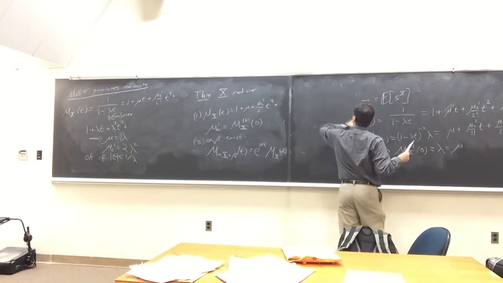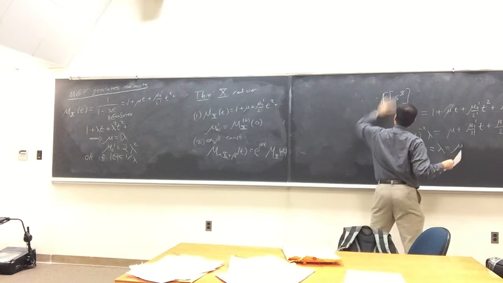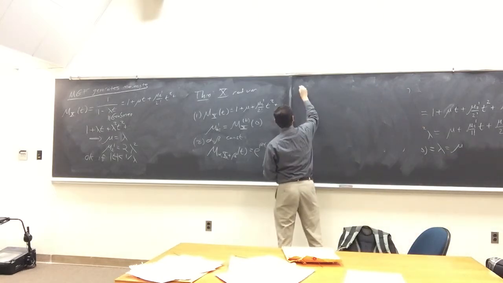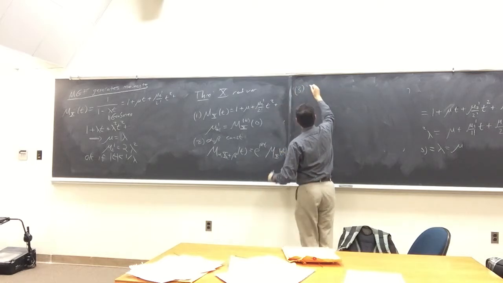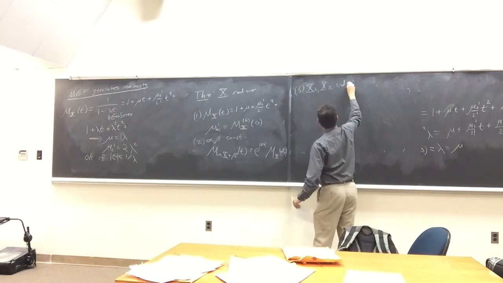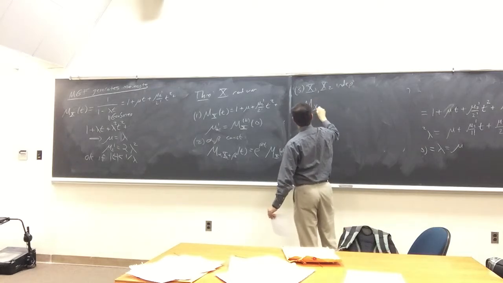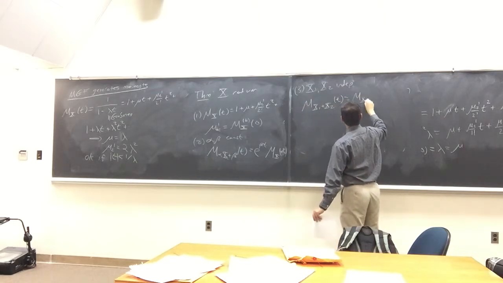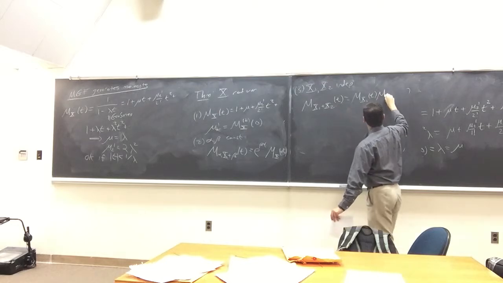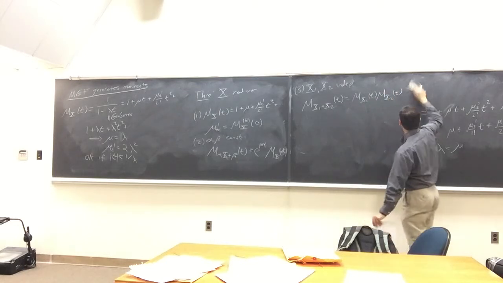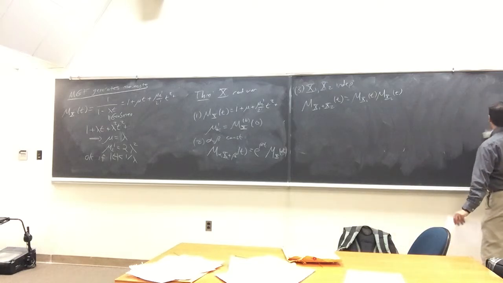And then the last one is that I think we want it independent. So X1, X2 are independent. Then the moment generating function of X1 plus X2 at t is the moment generating function of X1 at t times the moment generating function of X2 at t. And we have something similar if we have more variables.